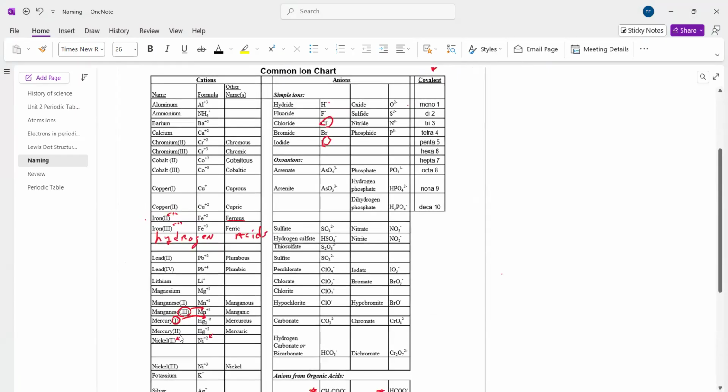Okay, so your handout is called the common ion chart. Now, this is not all the ions. These are the common ones. So there are a fair number that are not on this list.